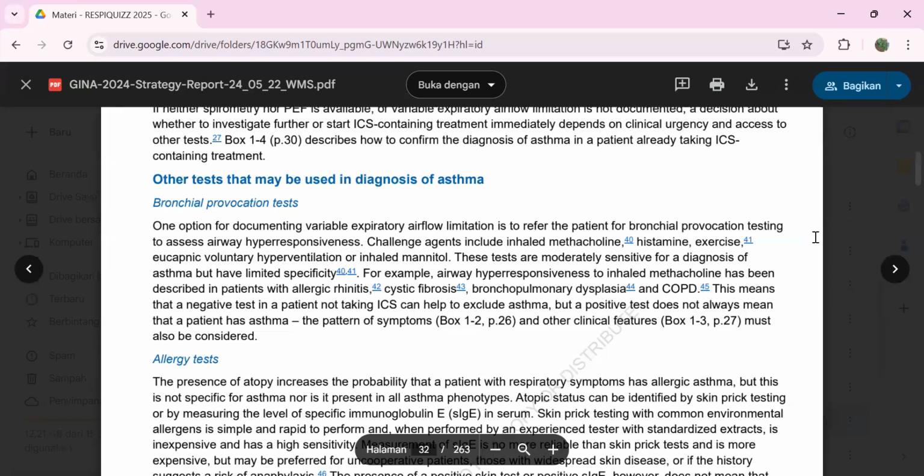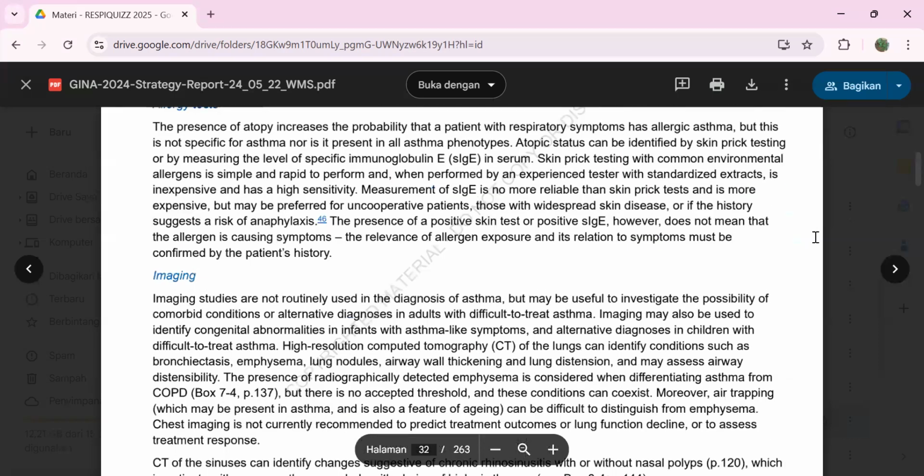Allergy tests. The presence of atopy increases the probability that a patient with respiratory symptoms has allergic asthma, but this is not specific for asthma, nor is it present in all asthma phenotypes. Atopic status can be identified by skin prick testing or by measuring the level of specific immunoglobulin E in serum. Skin prick testing with common environmental allergens is simple and rapid to perform, and when performed by an experienced tester with standard extracts, is inexpensive and has a high sensitivity.